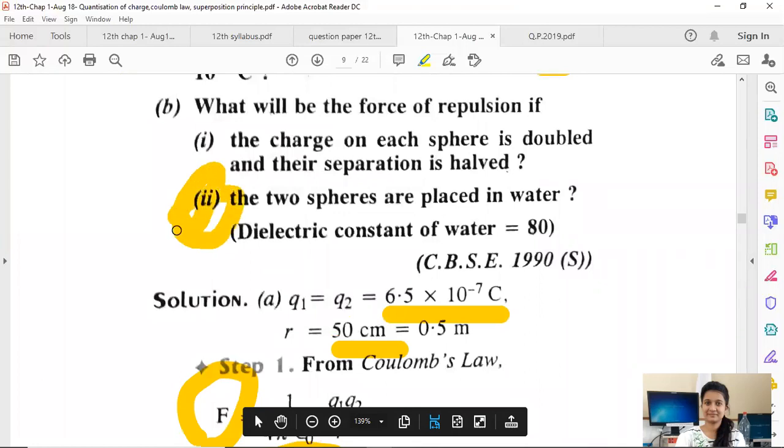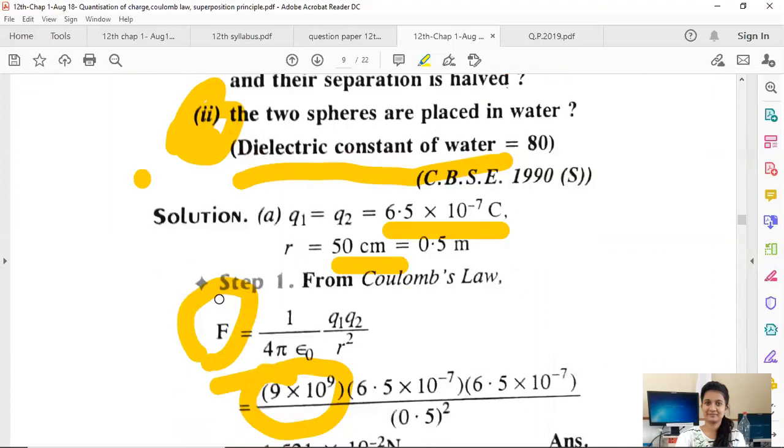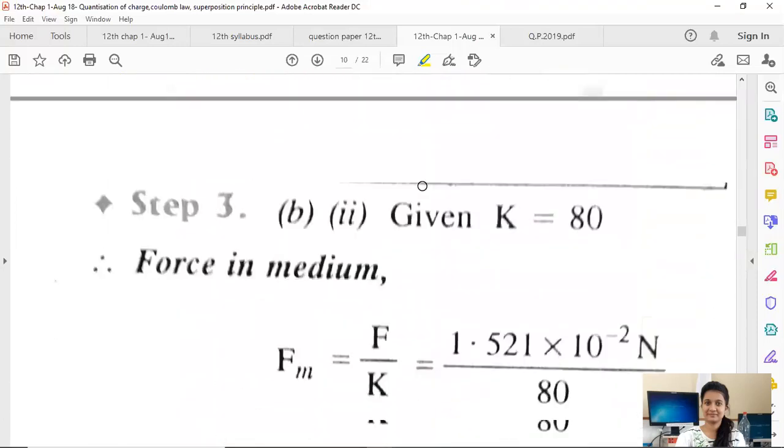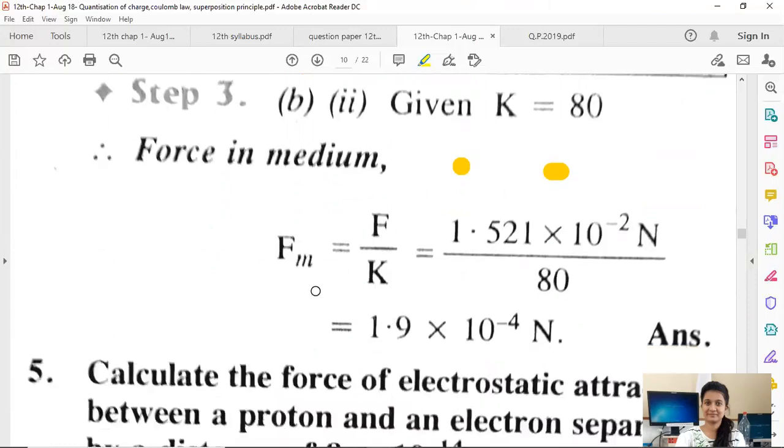Here this is the important part, to understand dielectric constant. The two spheres are placed in water. If these two spheres are placed in water, then what is the force of repulsion? And the dielectric constant of water is given. If these two charges are placed in water, then the force in medium will be force in vacuum divided by the dielectric constant of the medium.